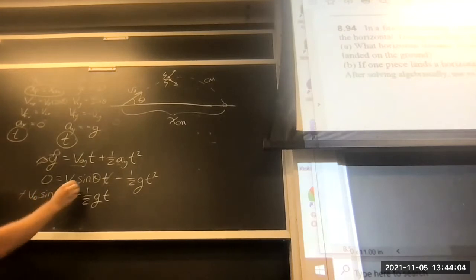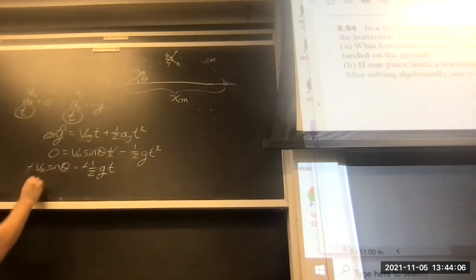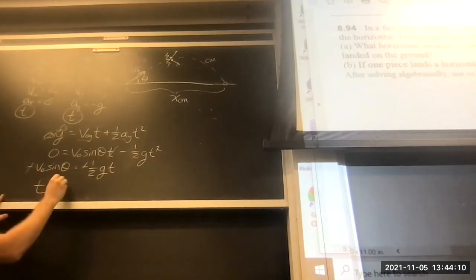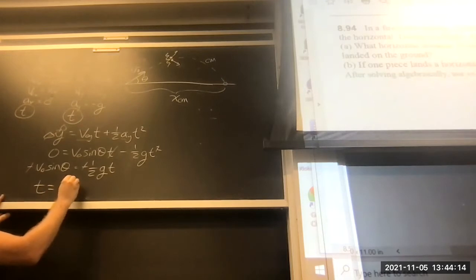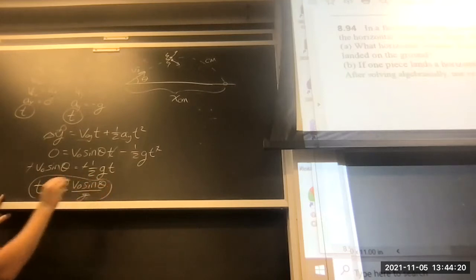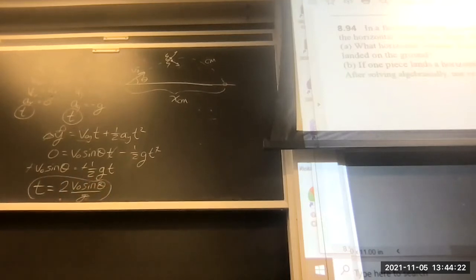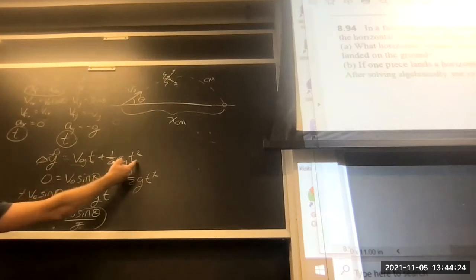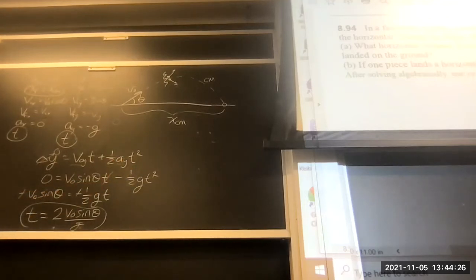The negatives cancel. And then we have an equation for time, which is we bring over the half, and we divide by g. So we have 2 v naught sine theta divided by g. I think that's what you said, Mary. I had a square root in front of it. Oh, I just had this, okay. But we can cancel one of the t's, so we just end up with this. All right, now what do we use this t for?